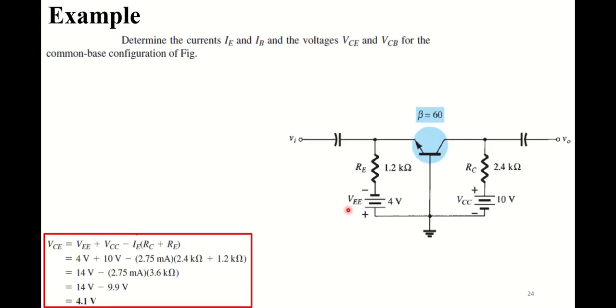Now let us solve an example of a common base configuration circuit as shown in this diagram. In this example, we are required to determine the values of VCB, IB, VCE and IE. All you need to do from here on is to apply KVL on three different loops as discussed on the previous slide to get three different equations.